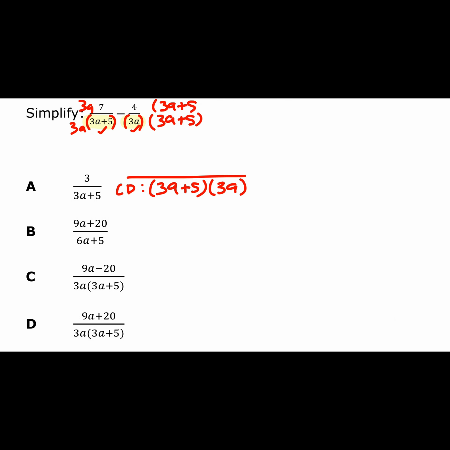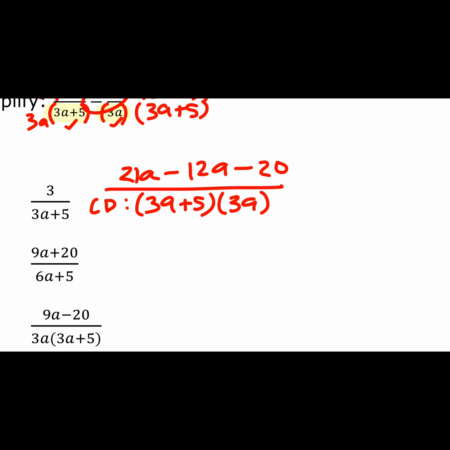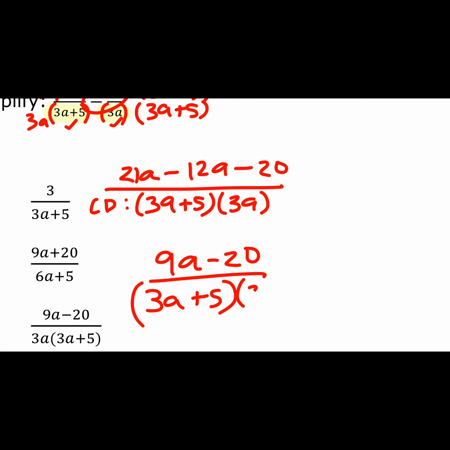So when we do that, we get 21a minus, distribute that 4, we get 12a, and again this is minus because it's negative, minus 20. So if we simplify this here, 21 minus 12 is 9a minus 20 all over 3a plus 5 times 3a.